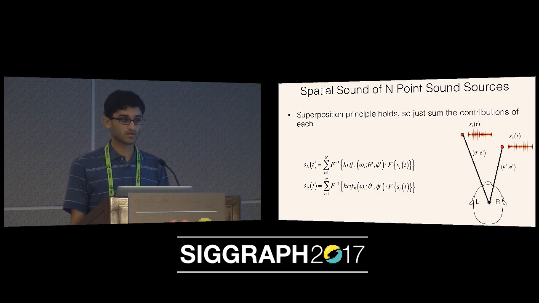Finally, if we want to render more than a single sound source, it's quite easy. For most volumes of sound that are reasonable to not destroy people's ears, the superposition principle tends to hold, and you can just linearly add up all the contributions. And for efficiency, you can pull out the inverse Fourier transform over there.